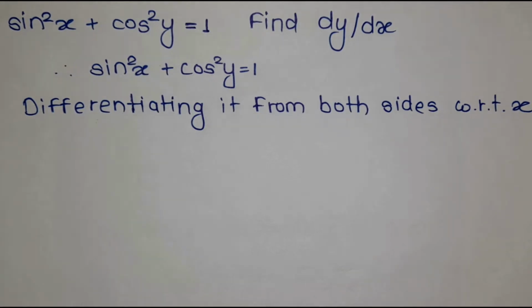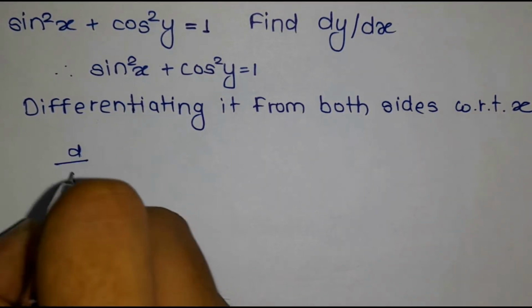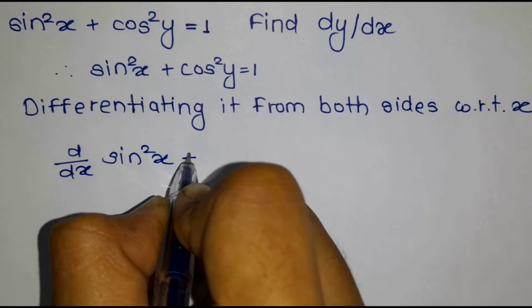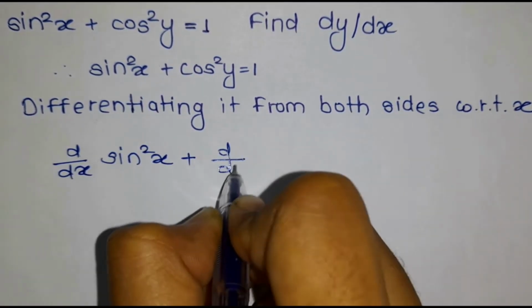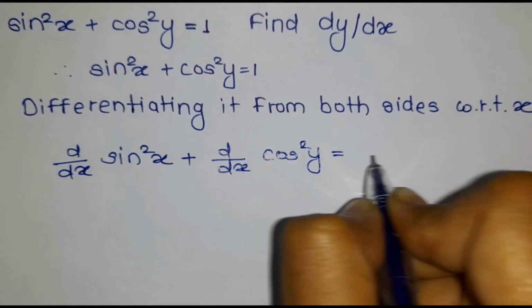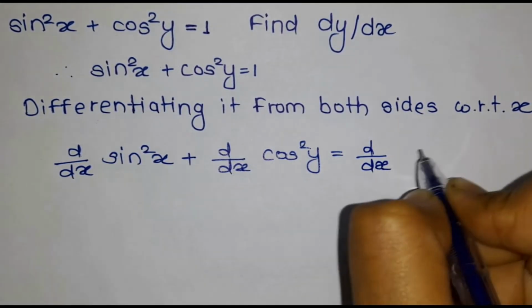Here we are going to solve the differentiation of sin²x + cos²y = 1. So the best way is to differentiate it from both sides. By doing so, we will get d/dx of sin²x + d/dx of cos²y is equal to d/dx of 1.